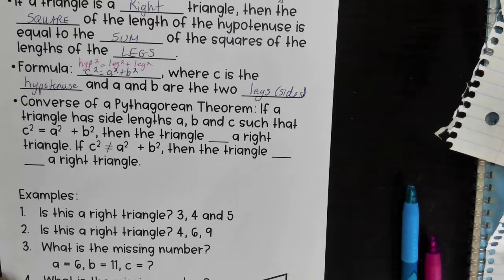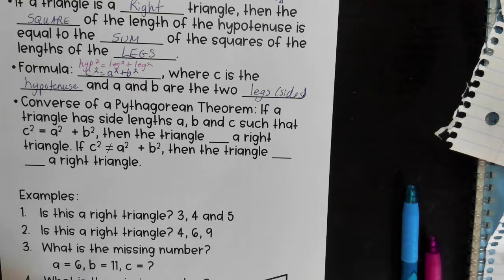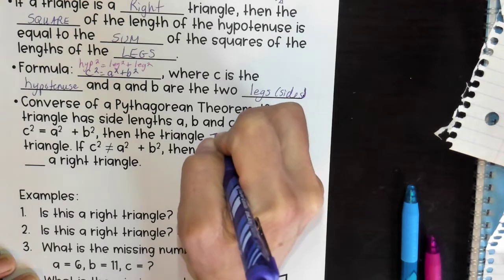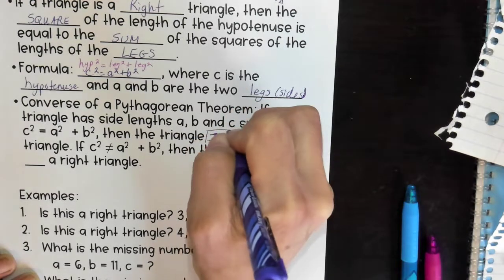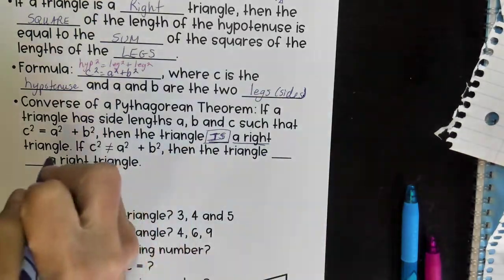And the converse of the Pythagorean theorem says this. If a triangle has side lengths A, B, and C, such that c squared equals a squared plus b squared, in other words, the square of the hypotenuse is the same as the square of the two legs added up, then the triangle is a right triangle. Okay, if it works in the Pythagorean theorem and both sides of that equal sign are the same, you have a right triangle.